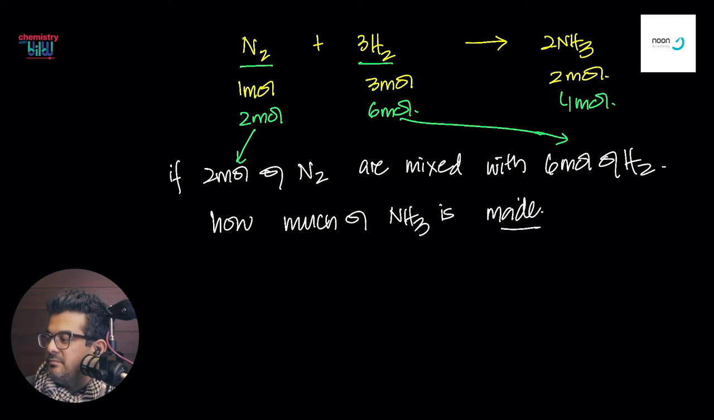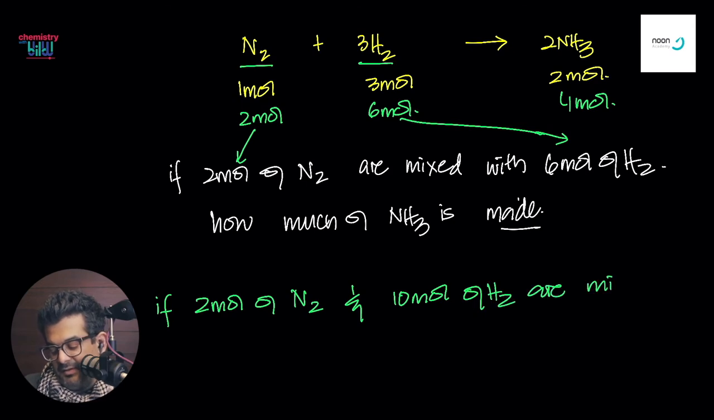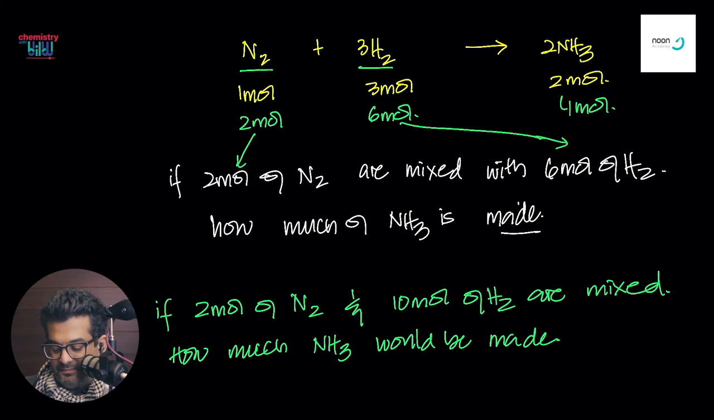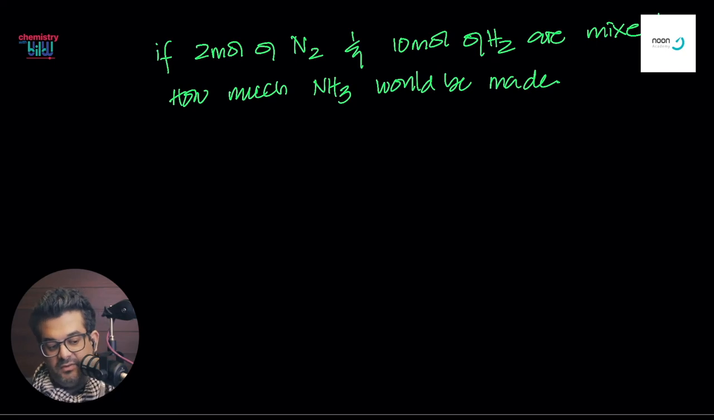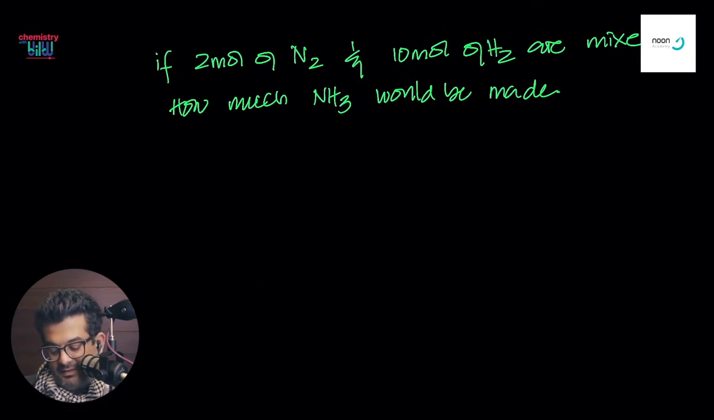Now, what if I had said something else? Like if 2 moles of nitrogen and 10 moles of hydrogen are mixed. Now what would happen? How much ammonia would be made?